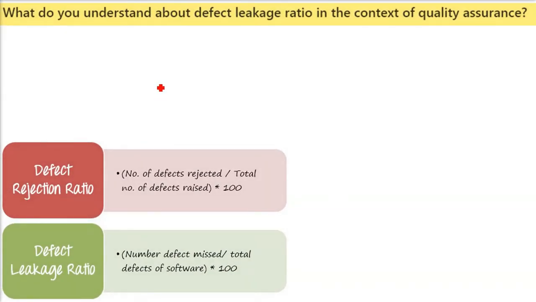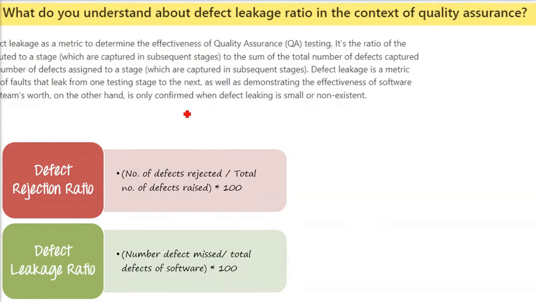What do you understand about defect leakage ratio in the context of quality assurance? So first of all, what is defect leakage?